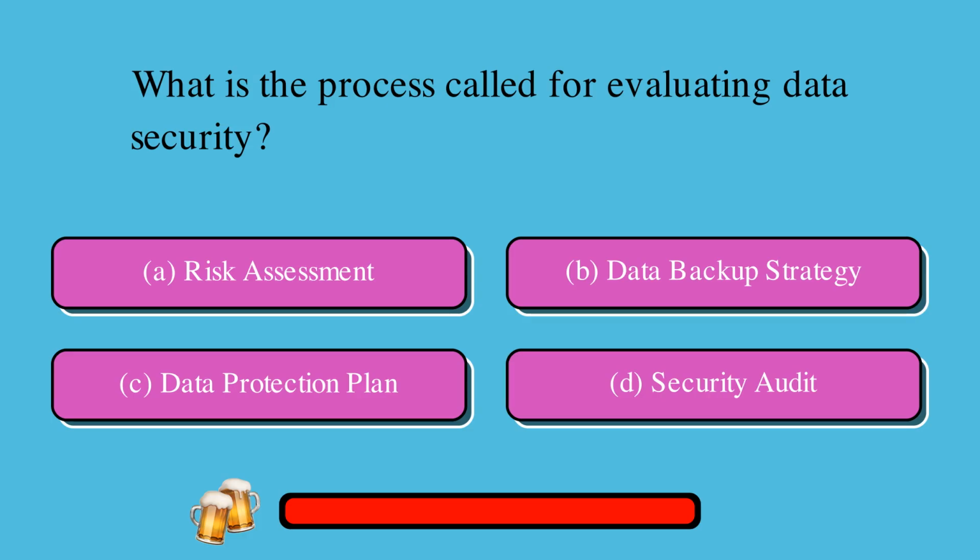What is the process called for evaluating data security? A, risk assessment, or B, data backup strategy, or C, data protection plan, or D, security audit? The correct answer is A, risk assessment.